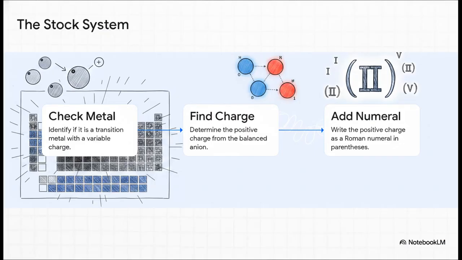So for a standard ionic compound, the rule is pretty simple. Name the metal, then name the nonmetal, but change its ending to the suffix "ide." For example, sodium and chlorine become sodium chloride. Simple enough, right? But if the metal is a transition metal, those elements sitting right in the middle of the periodic table, then it often has a variable charge. And if it has a variable charge, then its specific positive charge must be indicated with Roman numerals in parentheses. We call this the stock system, and you figure out that charge by looking at the balanced negative charge of the anion it's attached to.